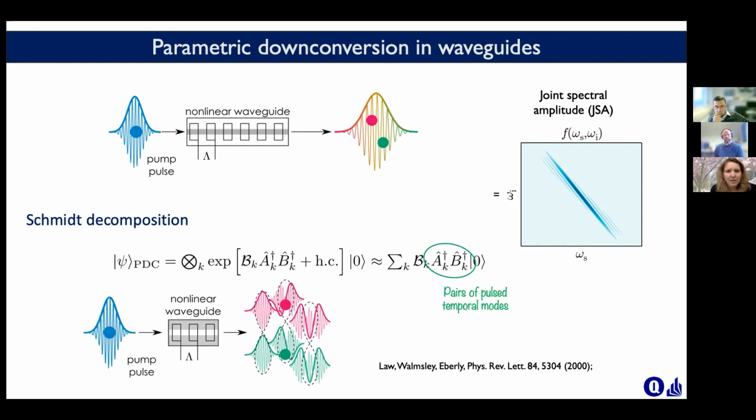And this is always where the structure comes from. Its structure comes from the correlation introduced by energy and momentum conservation. And then you can manipulate that, because if you have a pump field which is shaped, then this function gets changed.